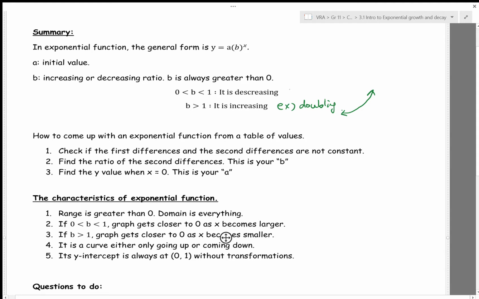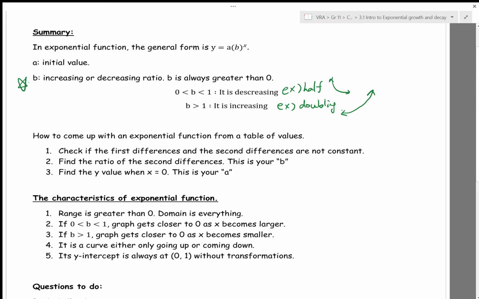But for b becoming between 0 and 1, like the 0.5 that we did, was the half, right? I cannot say halfling. The graph looks like this. So it was actually decreasing as x becomes larger and larger. So be really careful with this. Don't get confused with the b part.